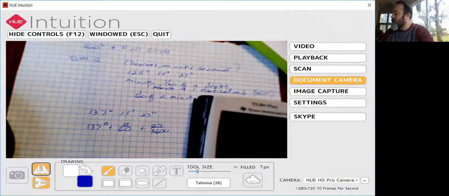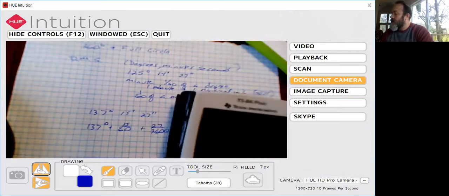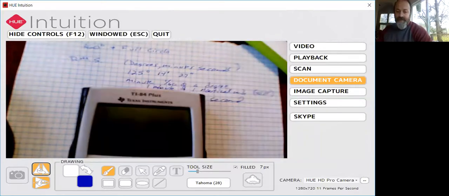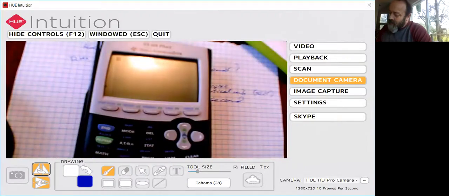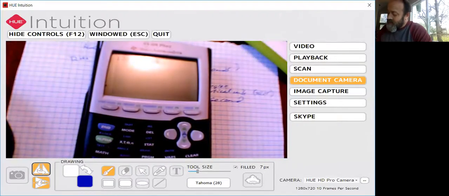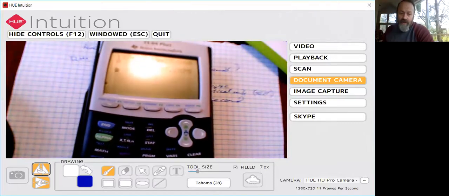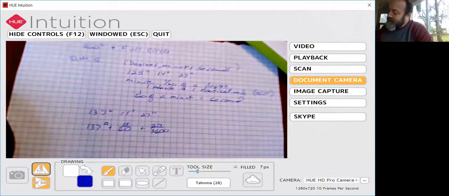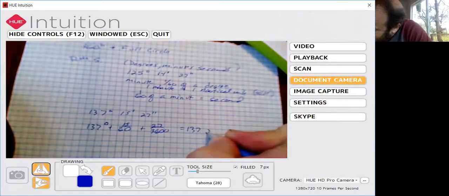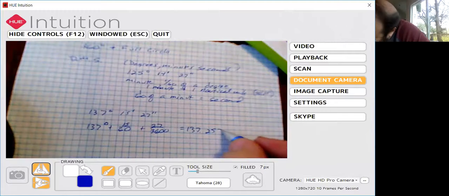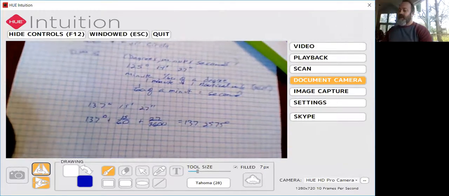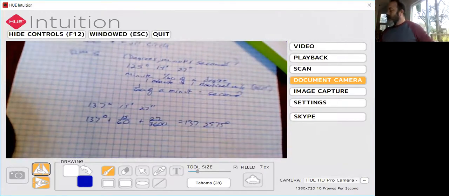So if we poke that into our calculator and go through that process, we've got 137 plus 15 out of 60 plus 27 out of 3,600. And that would come out as a decimal approximation of 137.2575 degrees. Now, we can go back and forth. That's obviously very, very easy to go from.